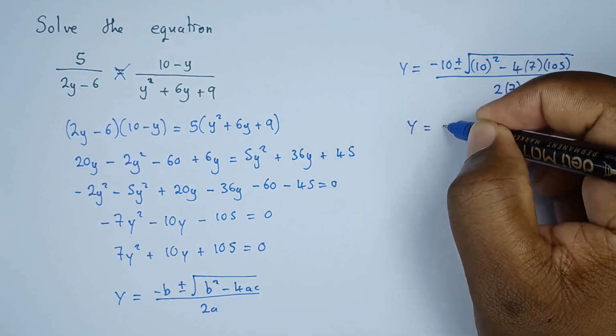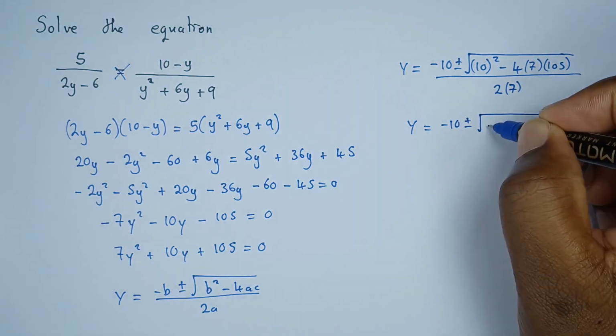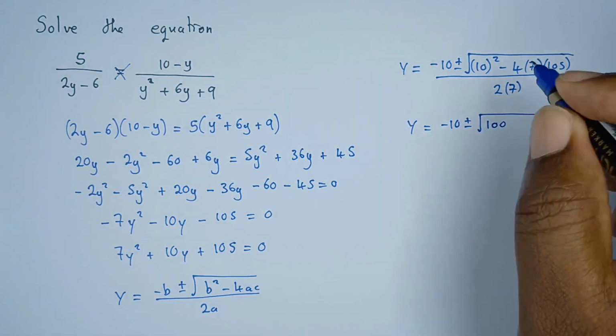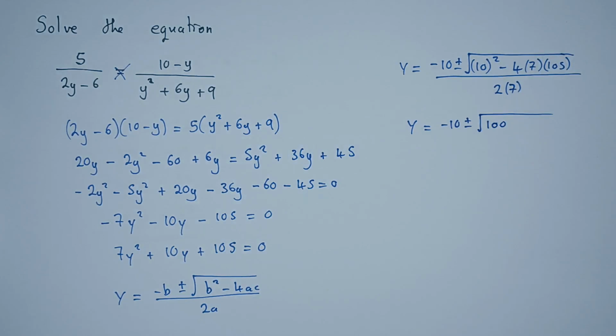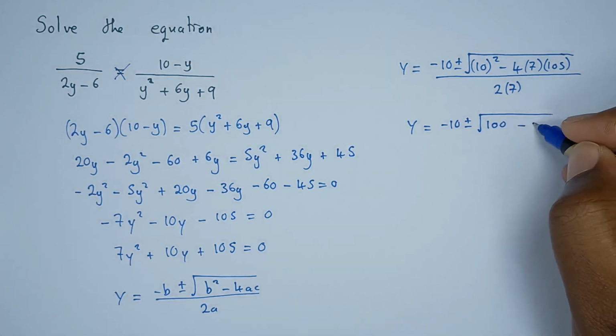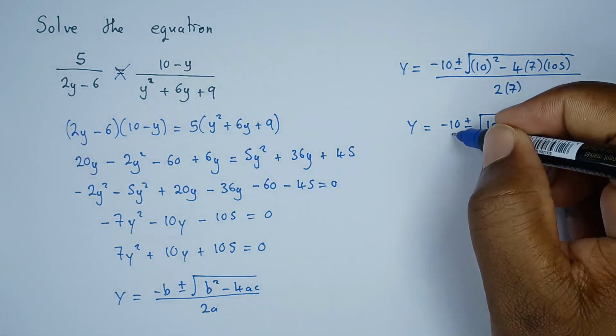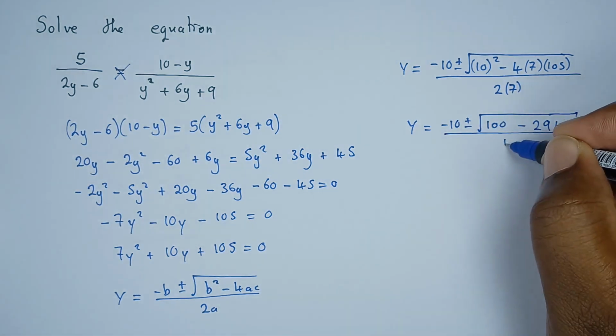So the value of y will be equal to negative 10 plus or minus the square root of, here we'll get 100. Then now let's multiply 4 by 7 multiplied by 105. So what we get is 2,940. And all this is over 14.